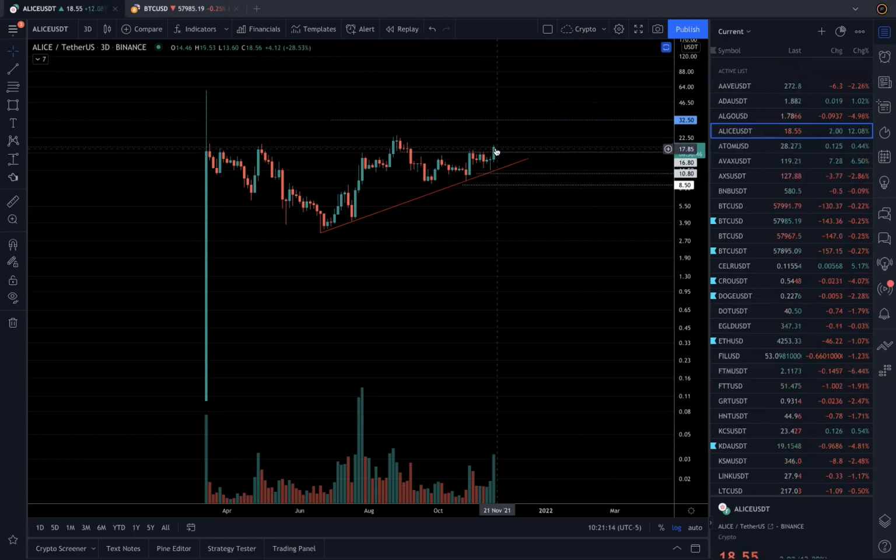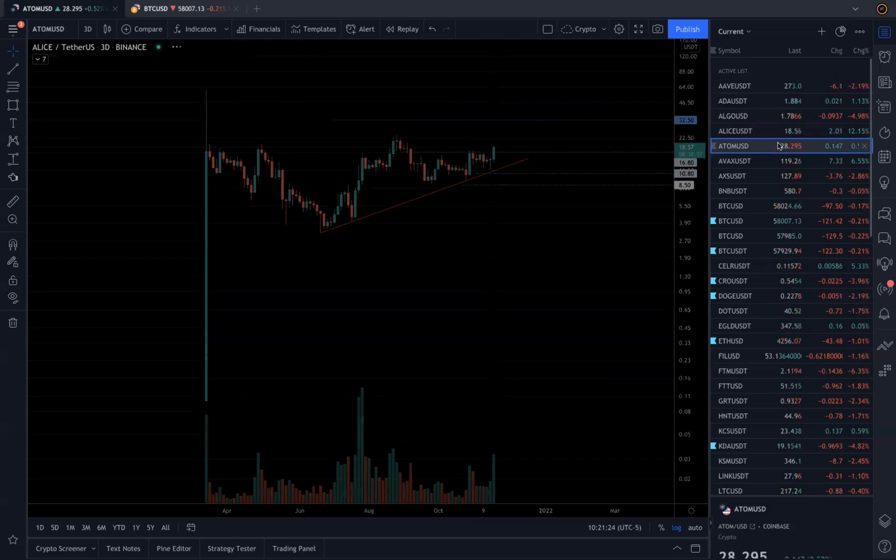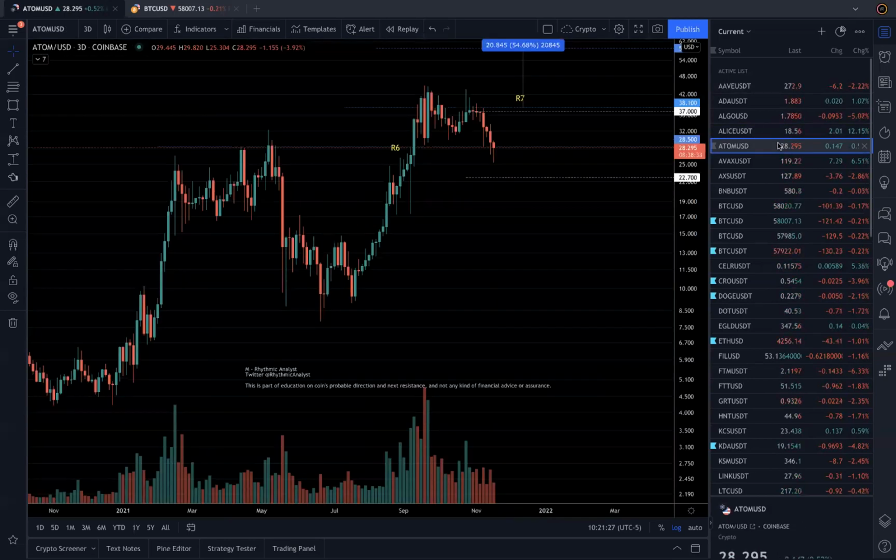Alice is showing a good sign, right? It is trying to go up. So this is an opportunity, in my opinion. For Alice, no need to think about any risk at this moment.